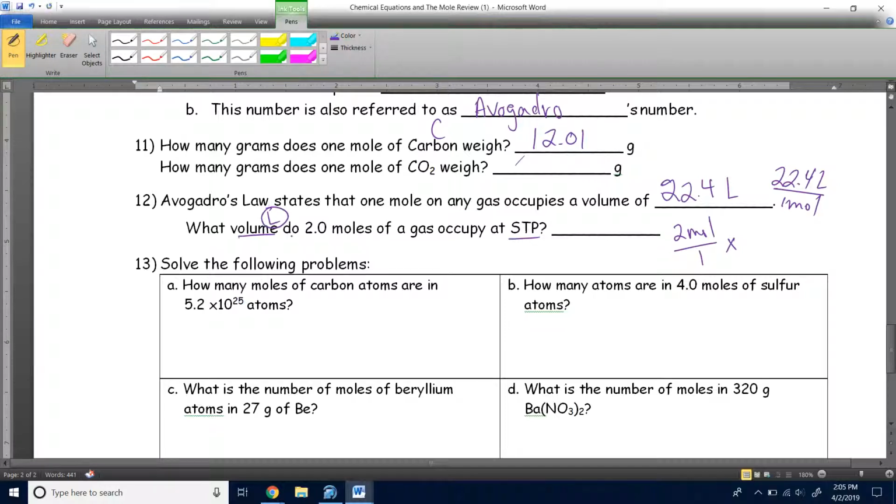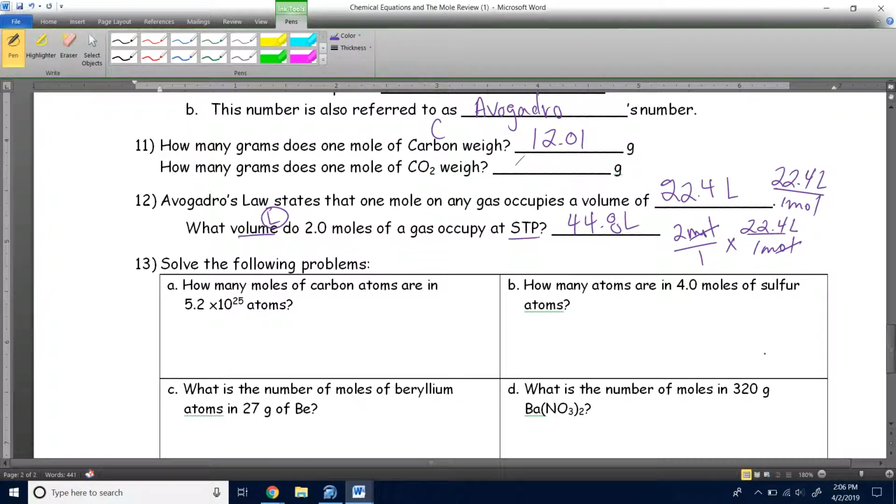If I'm looking for these liters right here, that means I'm going to want this liters on top because that's what I'm looking for. That's what I'm looking for my result. So it'll be 22.4 liters over 1 mole of substance. Okay, and also, remember, you can tell if you're doing it right if the moles cancel out. All right. And then we do the math and we get 44.8 liters. So in other words, we just multiply this by 2.